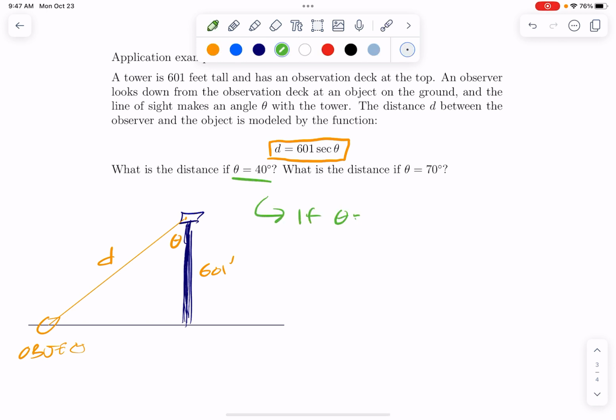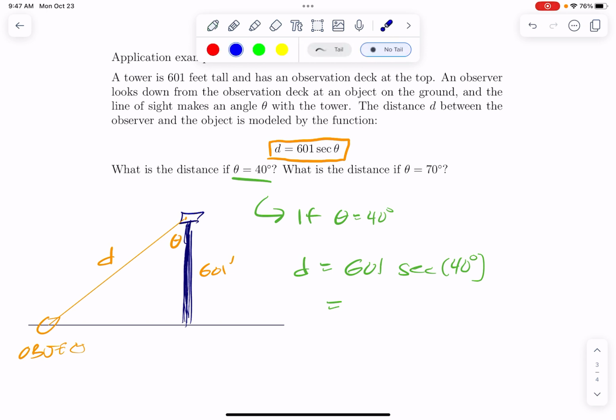So if theta equals 40 degrees, then the distance is 601 times secant of 40 degrees. You can do that directly in your calculator. Double check that you are in degree mode. And I can just type 601. If I go to my trig menu, secant is one of the choices, times 40 degrees. And this comes out to 784.550 feet.